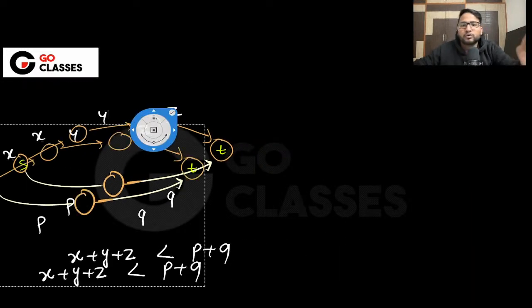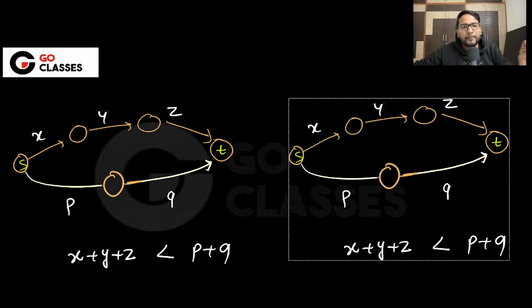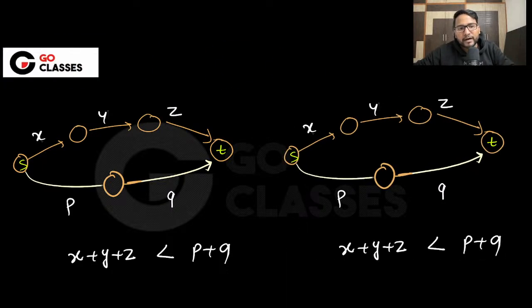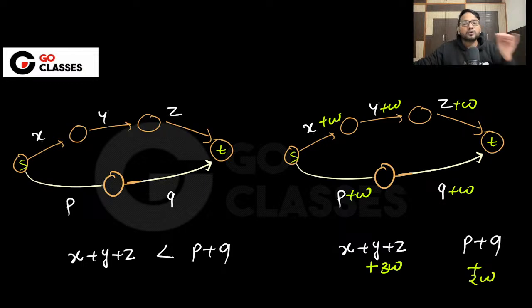Now it might so happen, let's suppose you're adding w everywhere. So you will add 3w here, because you are adding w for each of the three edges, and here it will be 2w. So you don't know. It will depend on the value of w and so on.